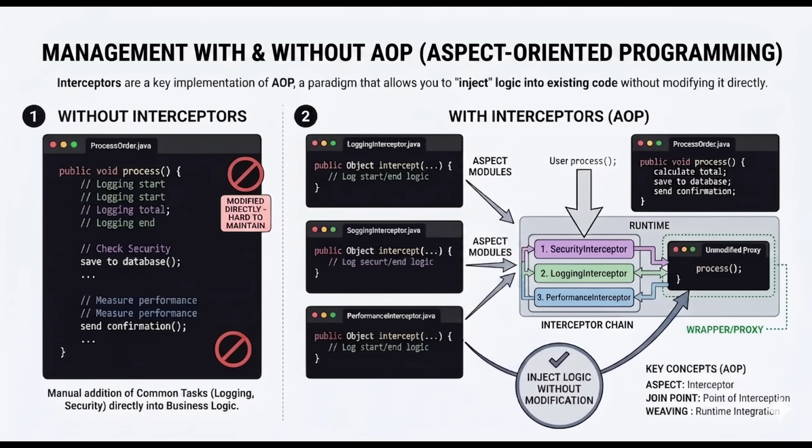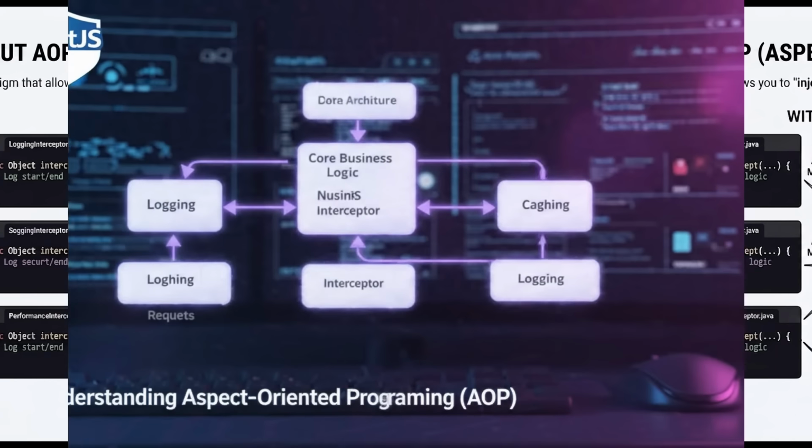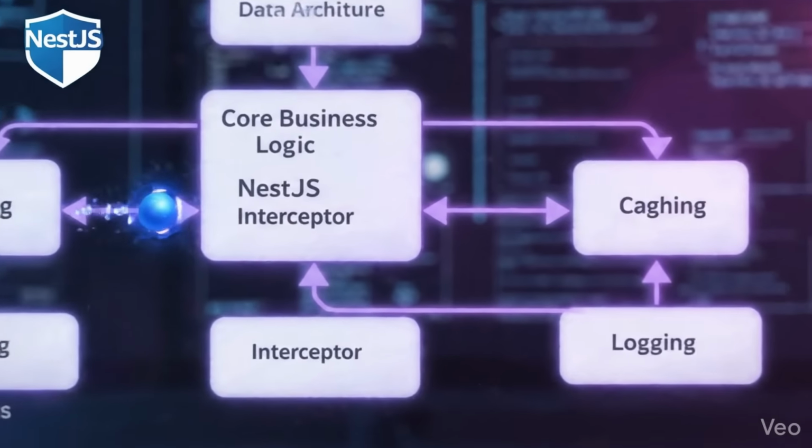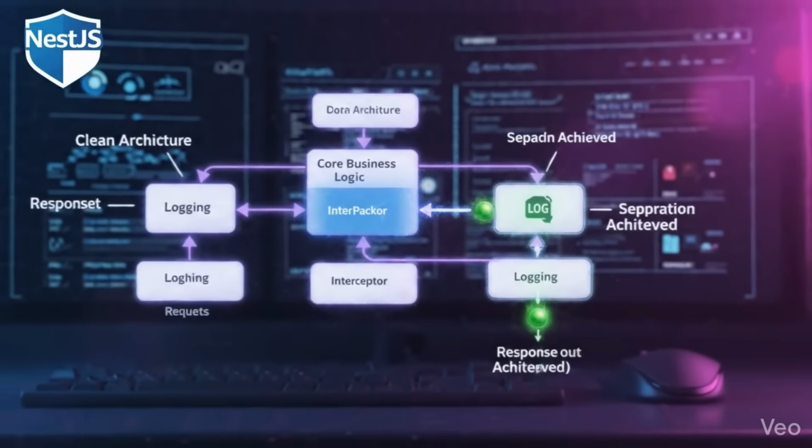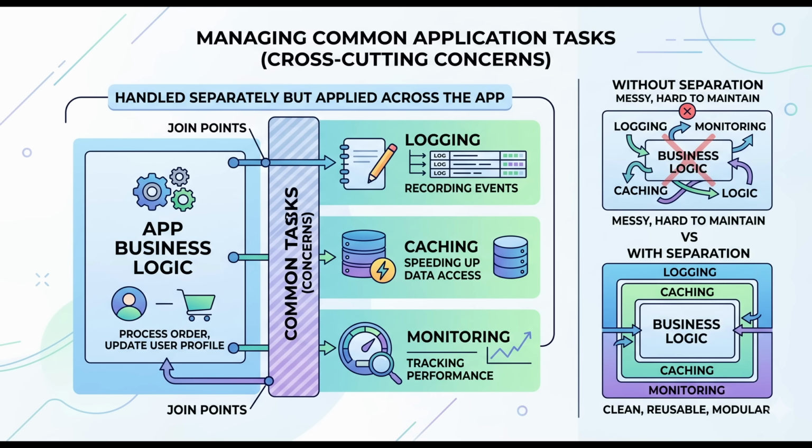Interceptors are a key implementation of AOP, a paradigm that allows you to inject logic into existing code without modifying it directly. This is perfect for handling cross-cutting concerns, tasks like logging, caching, or performance monitoring that apply to many different parts of your application but aren't part of the actual business logic.